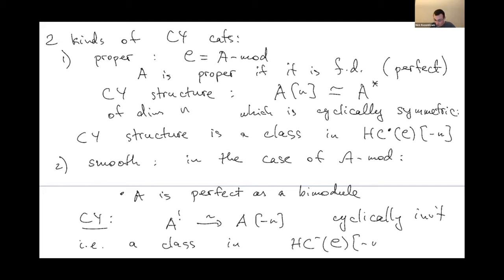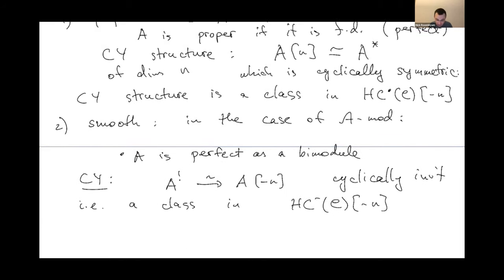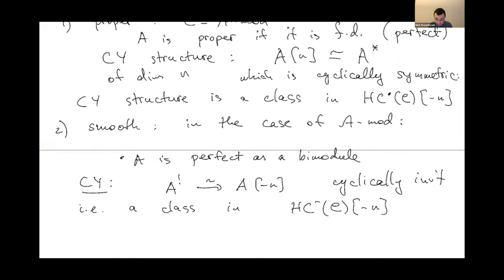Shifted by minus n. So let me remind you of negative cyclic homology, and say some words about these Hochschild invariants. We have Hochschild homology of a category, I hope that's familiar. That comes with a circle action. And so negative cyclic homology is the homotopy fixed points, cyclic homology is the homotopy coinvariants, and cyclic cohomology is the dual of cyclic homology. So this is just a brief reminder.